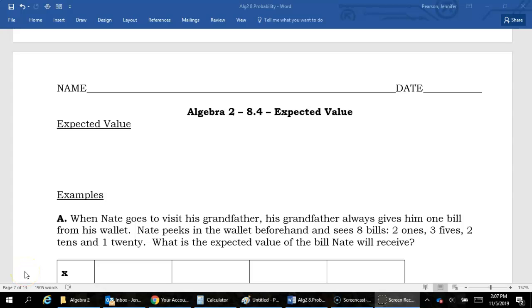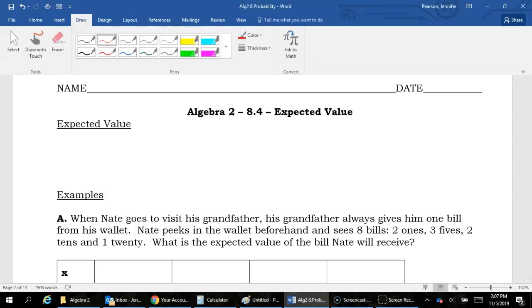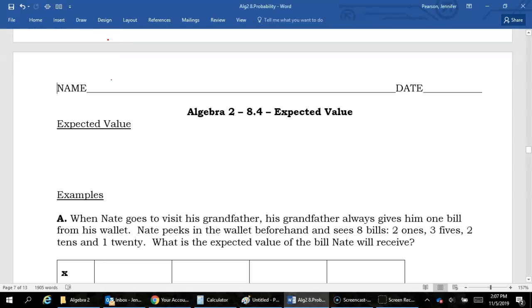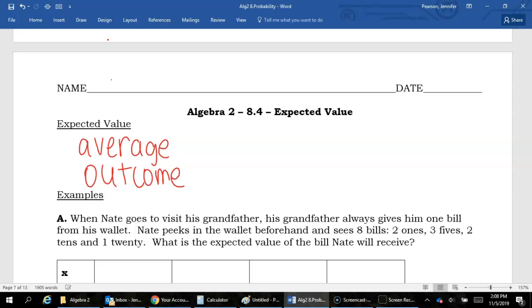This is Algebra 2, Lesson 8.4, Expected Value. So the expected value of a situation is simplified by calling it the average outcome. If I was going to repeat an experiment multiple times and then take the average of all of those outcomes, that would be the expected value. And we are going to calculate this.